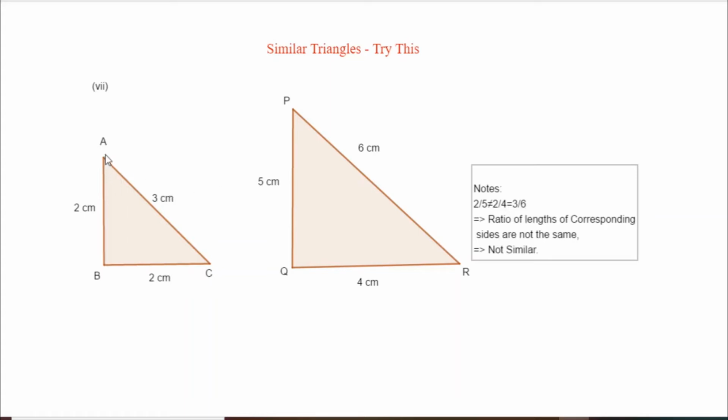What about the remaining sides, which are AB and PQ? If you take their ratio starting with ABC to PQR, AB to PQ is 2 divided by 5, which is not equal to the ratio of the other corresponding sides. So, comparing the sides, we can say that these two triangles are not similar.